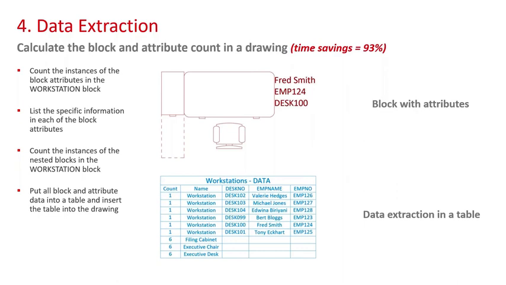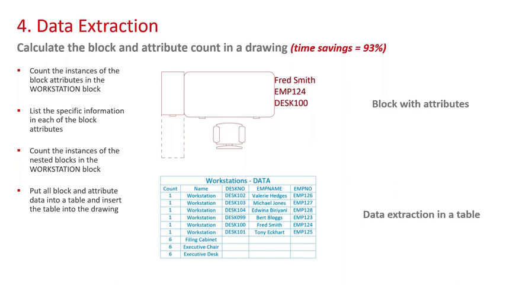was suck blocks and attributes out of drawings and put them into a tabular format. So what we're going to do is count the instances of the block attributes in the workstation block. That's where Fred Smith, employee 124, is sitting at desk 100 in the slide there on the screen. And we're going to list the specific information we need from each of those blocks, i.e. the block attributes.